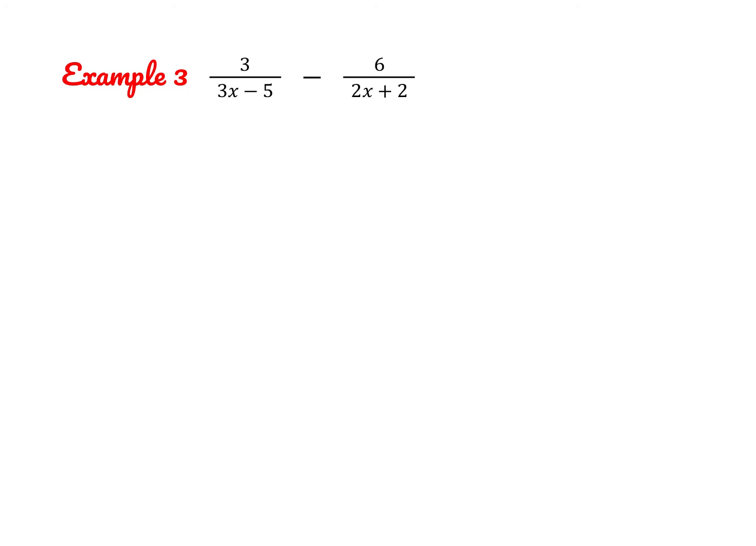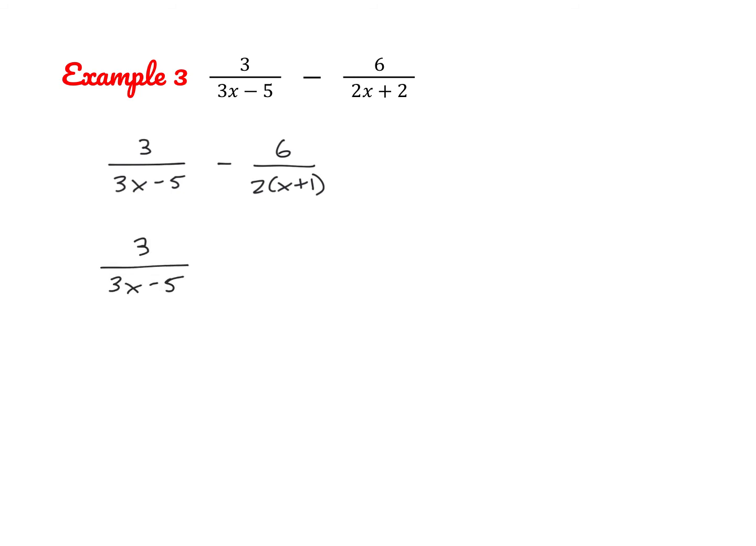All right, we're going to try one more together. We're going to subtract these two expressions. First I'm going to factor when we can. So minus 6 over 2 times x plus 1. So we can actually simplify our expression on the right.